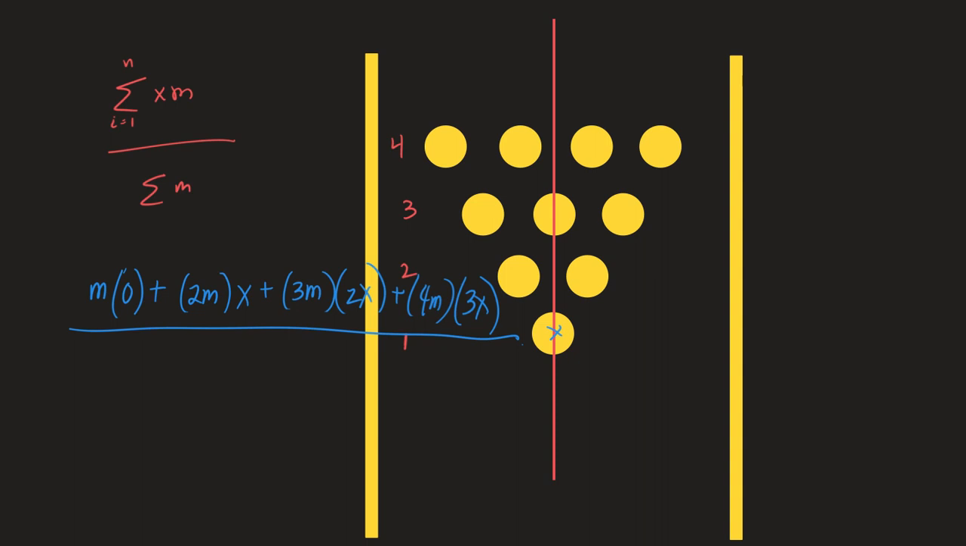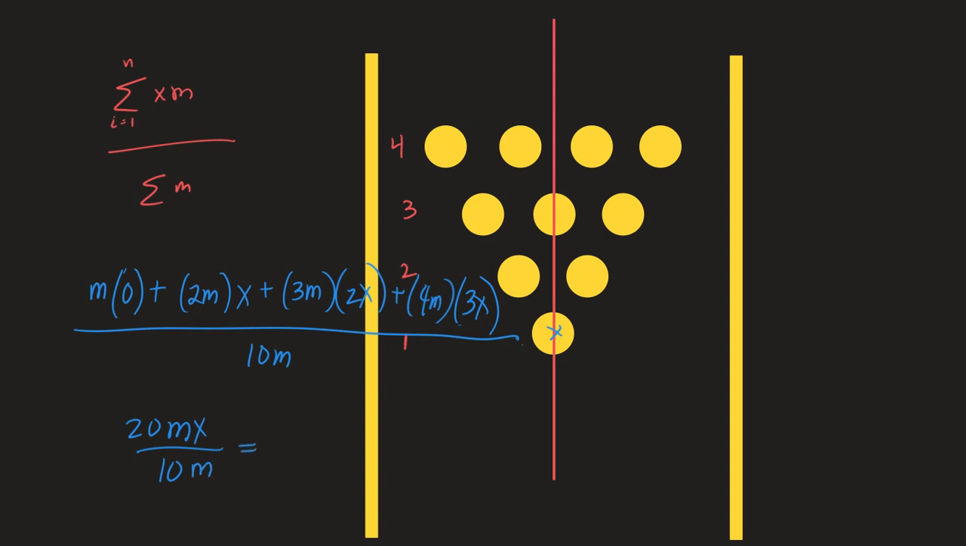On the bottom, what's the bottom? 10m, 10 pins. The answer shouldn't end up having mass in it, but mass contributes to the answer. So the top's going to be 2mx plus 6mx plus 12mx, right? So let's see, 2 plus 6 is 8, 8 plus 12 is 20, 20mx divided by 10m.